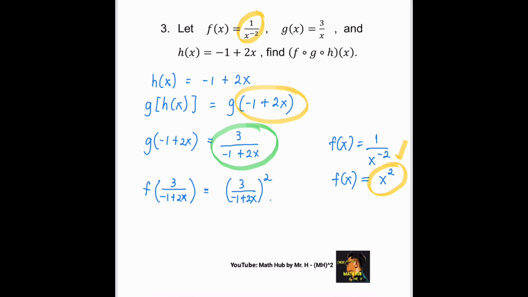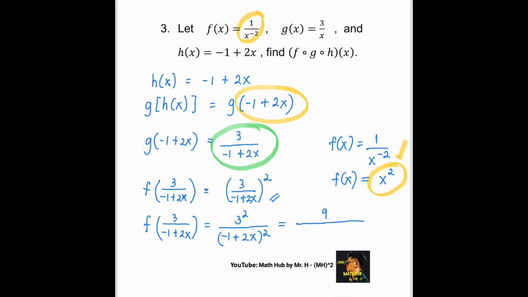Actually, this is already the answer. But if you want to expand that, then you will have to apply the rule of exponent here. So we take the numerator, 3, then we square that, divided by taking the whole denominator, which is negative 1 plus 2x, and then we square. What I'm writing right now is the expanded form. So 3 squared is 9.